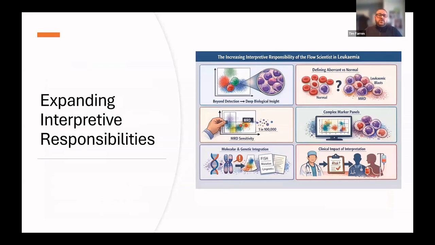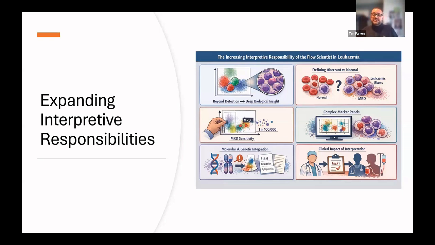And if we're talking about how the role is expanding, traditionally, flow cytometry was largely focused on detecting abnormal populations. However, with our expanding understanding of leukemic biology, the role has shifted towards interpreting complex immunophenotypic patterns in a much deeper and much more meaningful way. It's safe to say that we now know far more about normal hemopoietic differentiation, which means distinguishing between normal regenerating cells and true leukemic populations can also be somewhat subjective.